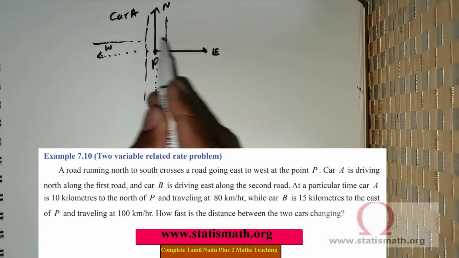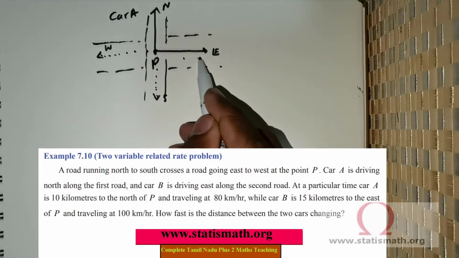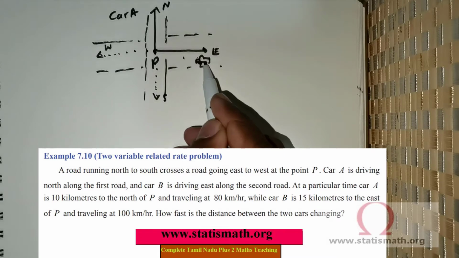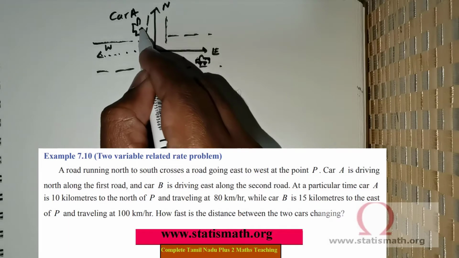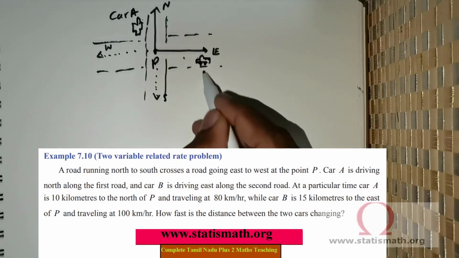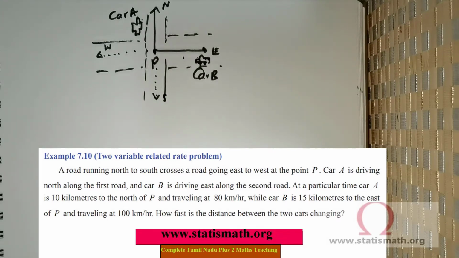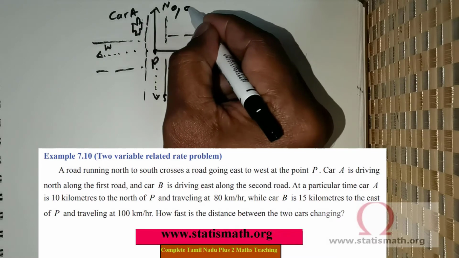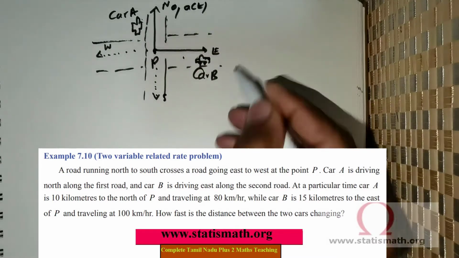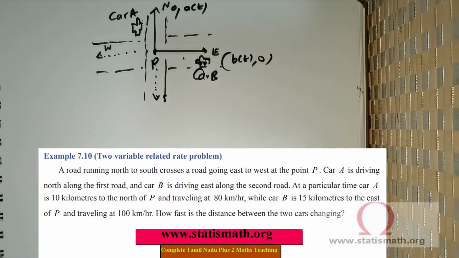So you got the second road here, and you got this car driving along east. This is car B. At a particular time, car A is 10 kilometers to the north of P. So the coordinates for this is going to be 0, comma, A of t, and the coordinates for this is going to be B of t, comma, 0 along the x-axis, along the y-axis.